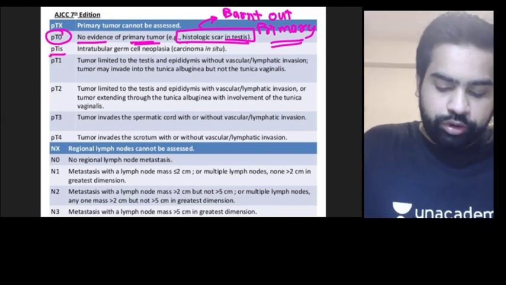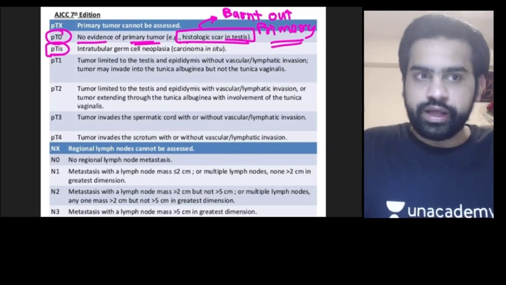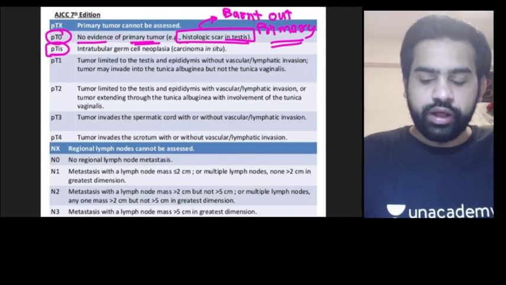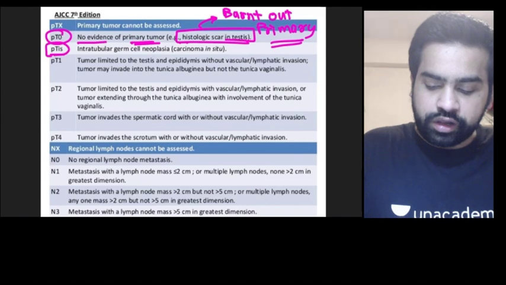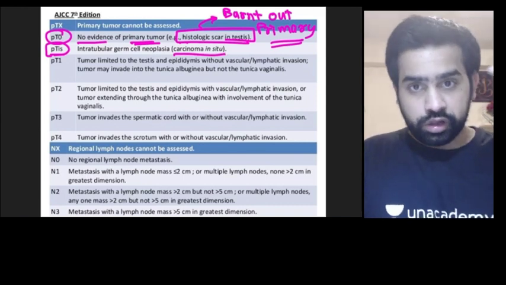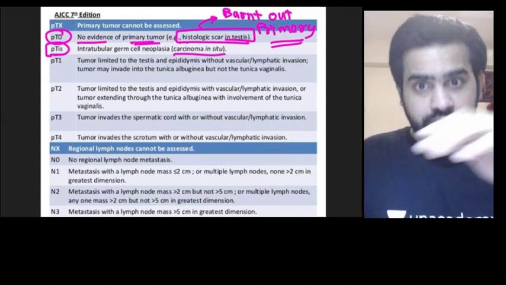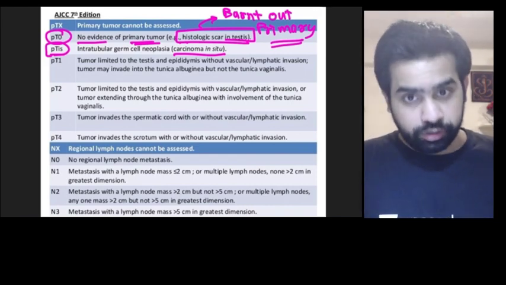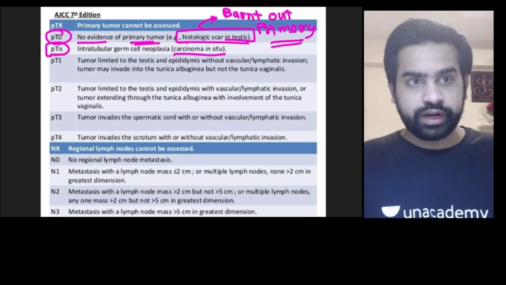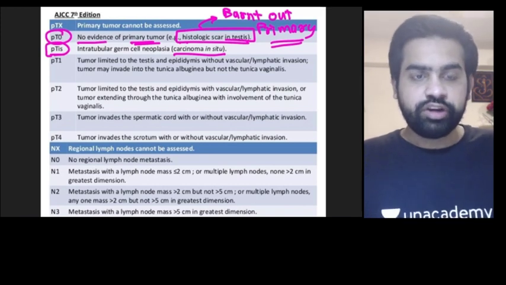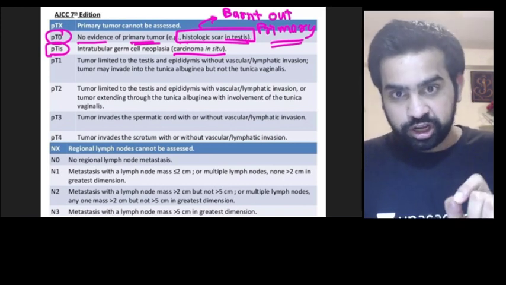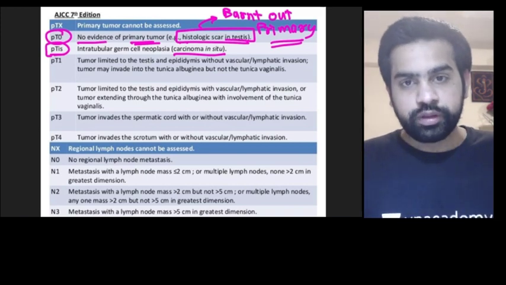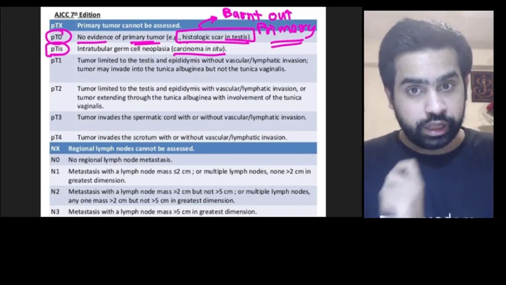Right. Now, what about the TIS? This is a carcinoma in situ. TIS basically is a carcinoma in situ, that is an intratubular germ cell neoplasm. That is fine. Now, if I just ask you which of the testicular tumors doesn't arise from the TIS. So please understand, all the testicular tumors have a precursor lesion, that is a TIS, that is an intratubular germ cell neoplasia. But which testicular tumor doesn't arise from this? The answer is spermatocytic seminoma.